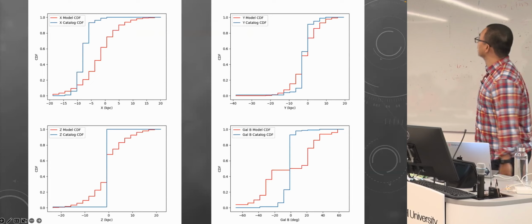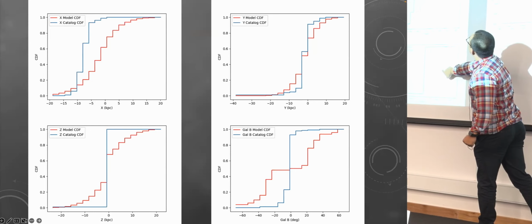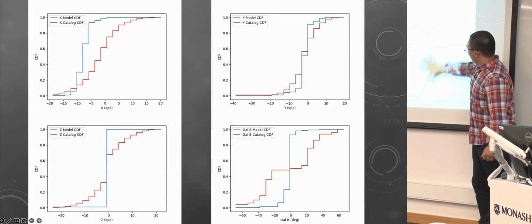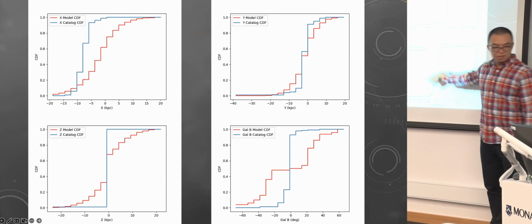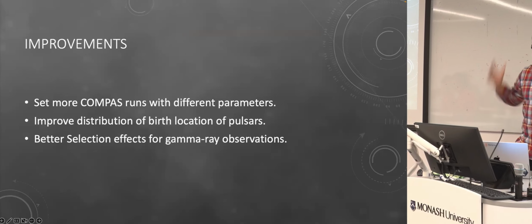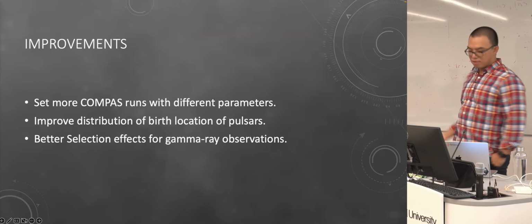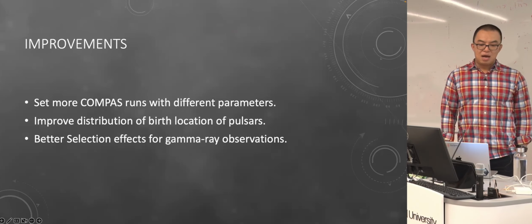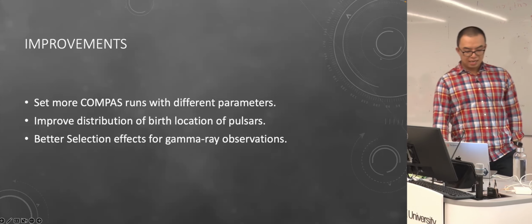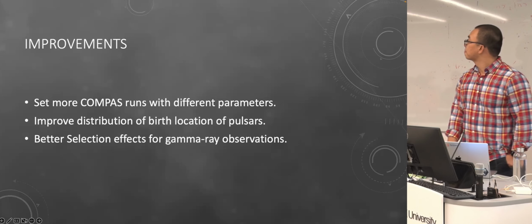Similarly, we can look at the locations of the pulsars with the galactocentric X, Y, and Z. Not so great, especially when we look at the galactic latitude distribution. We're also missing a lot of pulsars in the plane. So there are a lot of improvements still to do. We need to run COMPAS with different parameters, and improve the distribution of birth locations of pulsars so they distribute more realistically compared to the catalog, and we have to perfect these selection effects for gamma ray observations.